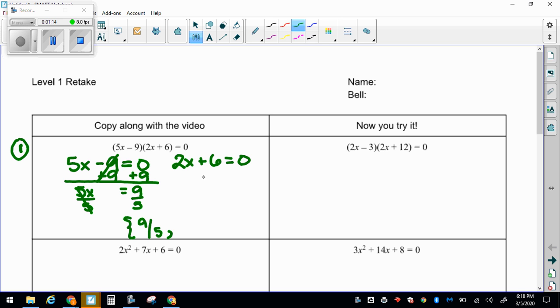Over here on this side, I'm going to do the similar thing. The opposite of plus 6 this time is going to be minus 6. So now I have 2x equals negative 6. Divide out the 2. And in this case, this is going to be a whole number. Negative 6 divided by 2 gives us negative 3. And now you're ready to go ahead and pause this video and try the one on the side next to it.